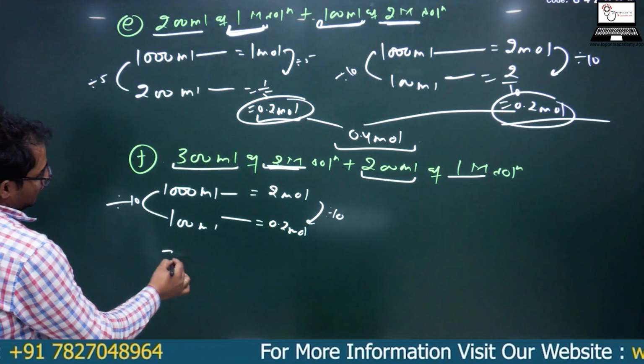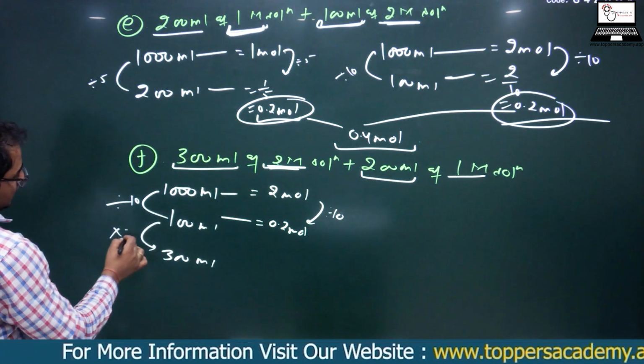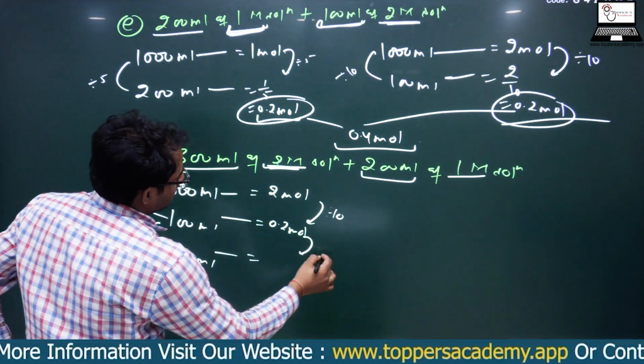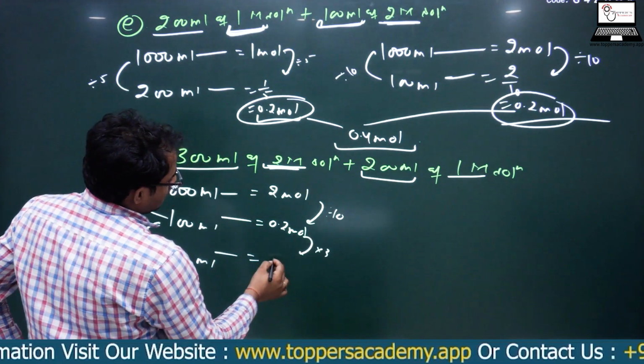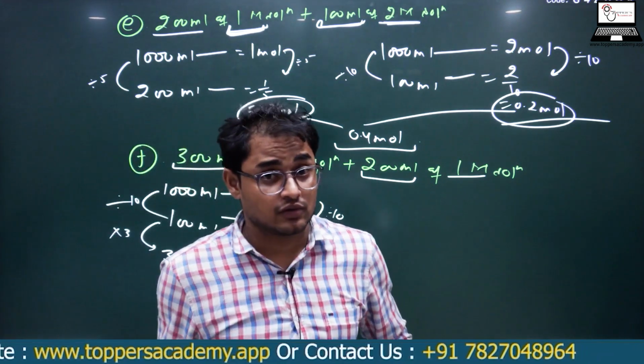And I want to calculate now for 300 ml. That means it is multiplied by 3. Obviously it will also be multiplied by 3. 0.2 into 3, that means 0.6 moles of solute will be present in the first solution, right?